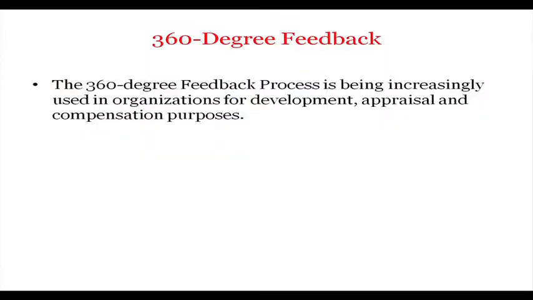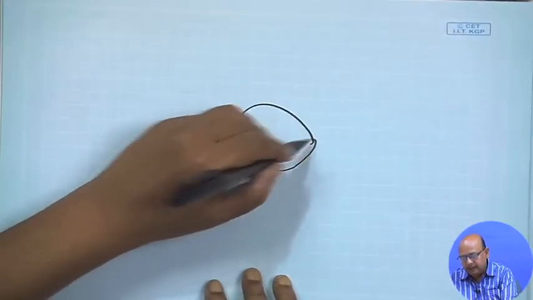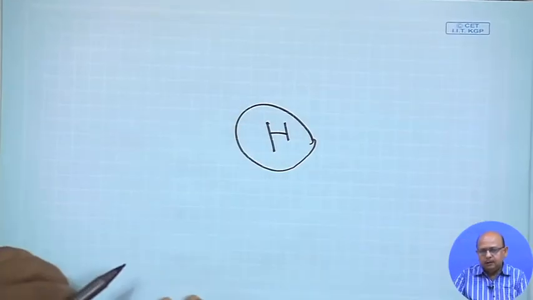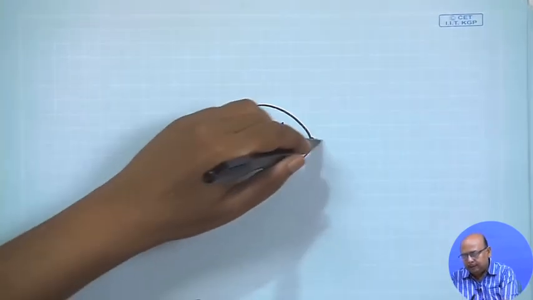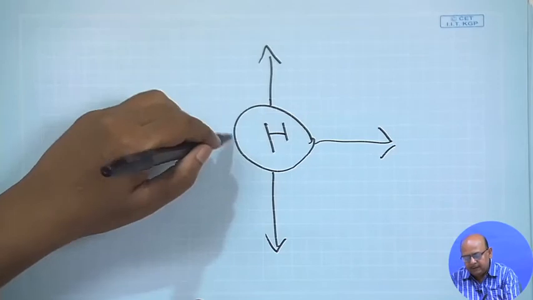Now, if you look at this 360-degree technique, it actually involves collection of data from a set of people. Now, in fact, in 360-degree technique, what happens here? You have an individual here, right. So, this individual is being evaluated in a 360-degree way.